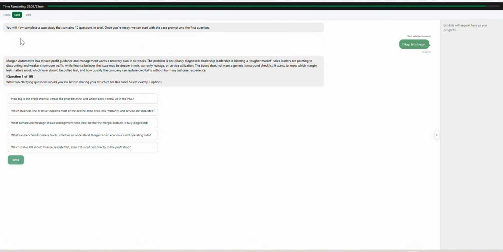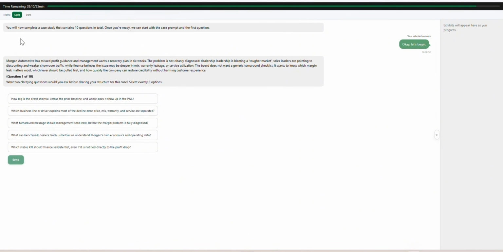And the board is not asking for a vague turnaround plan. The board wants to know what the real margin leak is, which lever matters most, and what management should do first without damaging customer experience. So the framing matters because from the start, this is not a give-me-10-ideas case. This is a diagnose the margin decline, quantify the main issue, and recommend the first recovery lever case. That already tells us how to answer everything that follows. We keep it commercial, we keep it prioritized, we keep it specific.